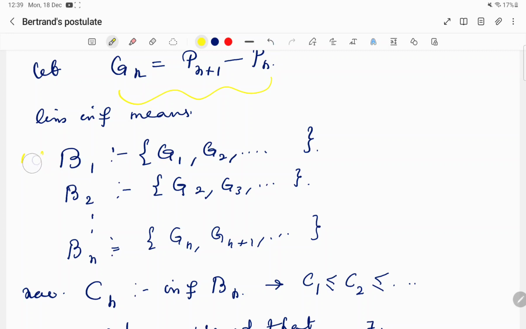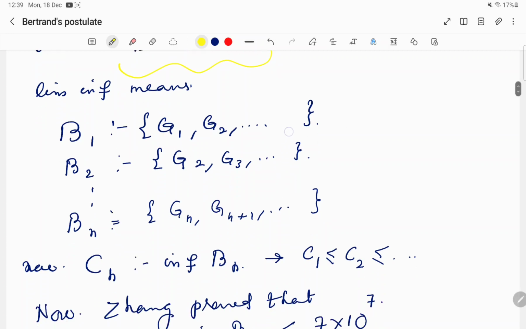These are definitely subsets of natural numbers. Then by the well ordering principle it has a minimum number, right? That's very important. It is bounded below, so it has a minimum number, and B2 has a minimum number. So definitely the infimum of B1 would be less than the other one.